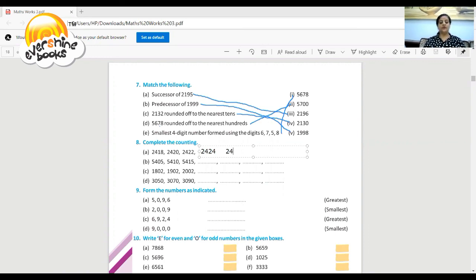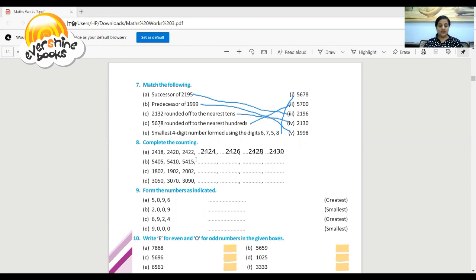2424 is going to be plus 2 and the answer will be 2426. 2426 is going to be added with 2 and the answer will be 2428. Next will be 2428 plus 2, and that will be 2430. And this is the answer.